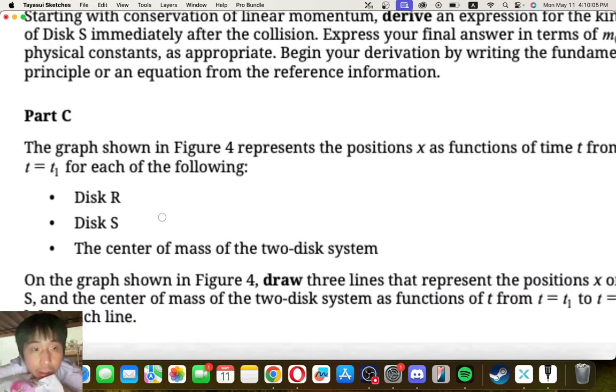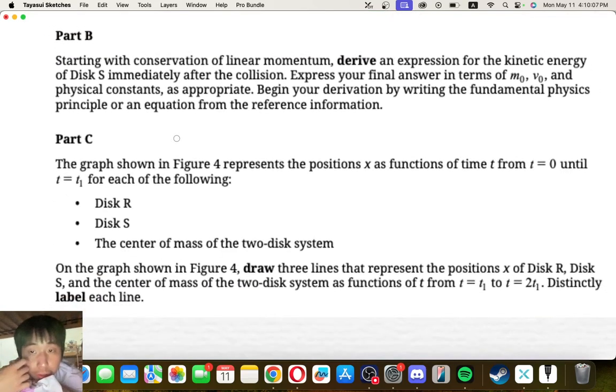Okay. Starting with the conversion layer, we want to derive an expression for the kinetic energy of disk S after the collision.